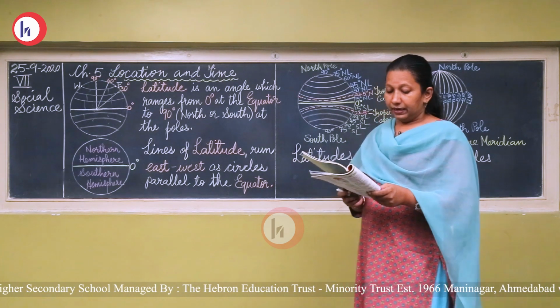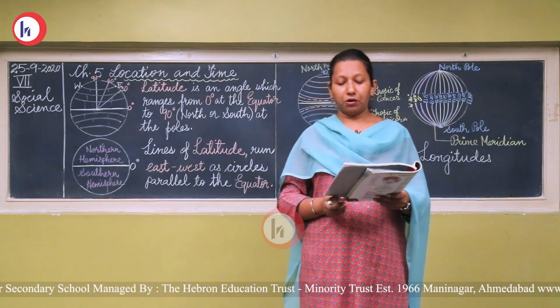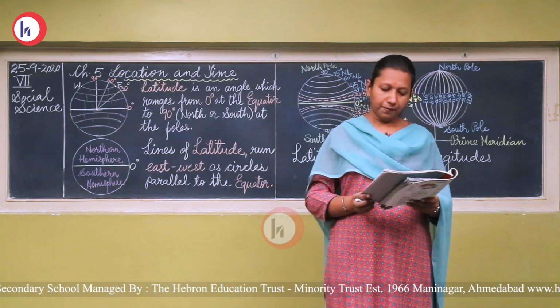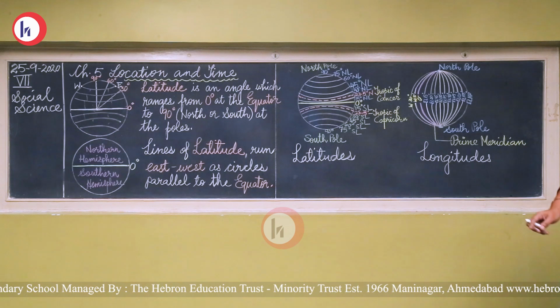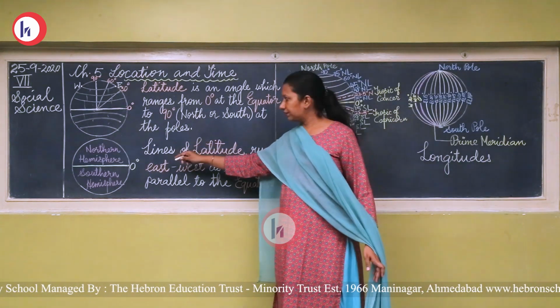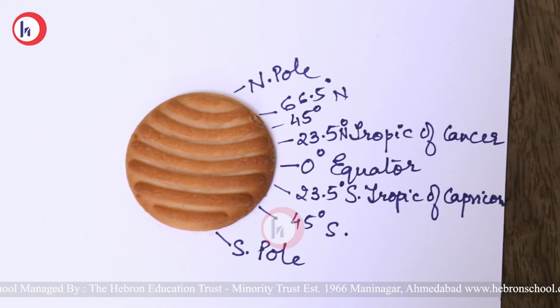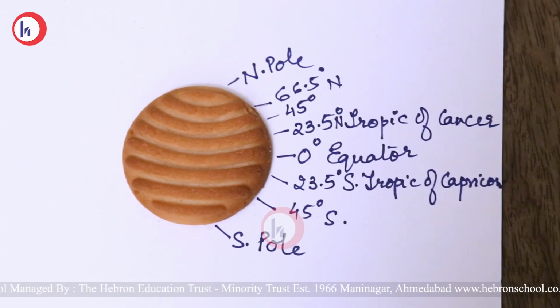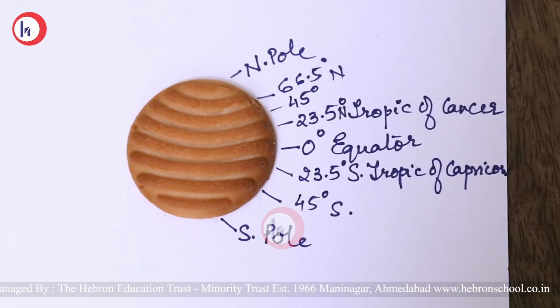Now we come to the next topic. What are latitude, longitude and longitudinal coordinates of a place? Now, latitudes are horizontal lines, imaginary horizontal lines drawn on the globe of the earth. Now look here, the latitudes. You imagine this is a globe of the earth and the parallel lines are latitudes.